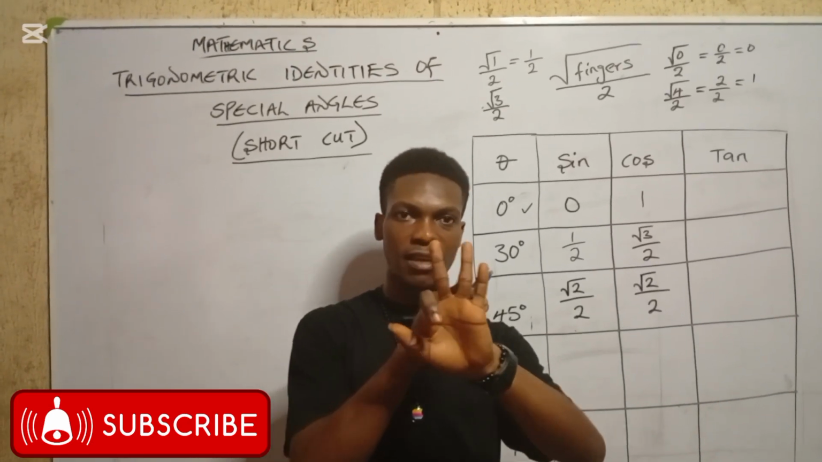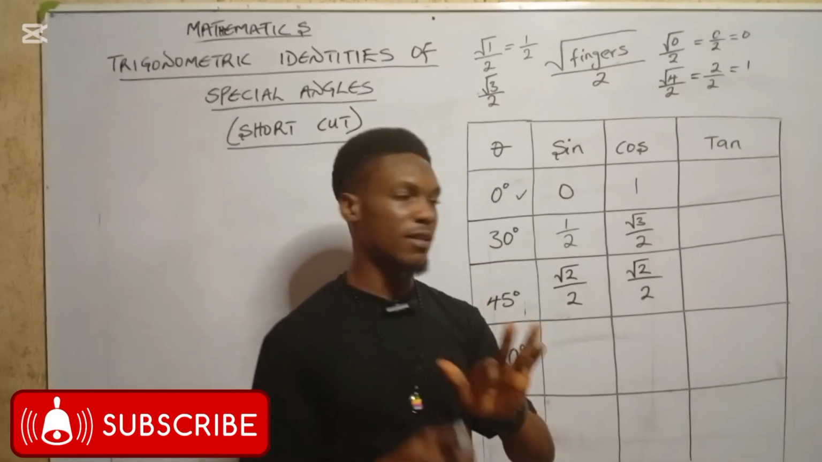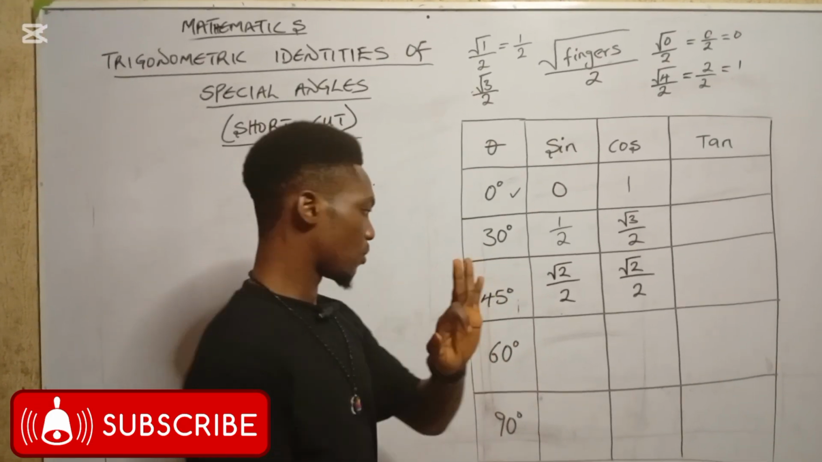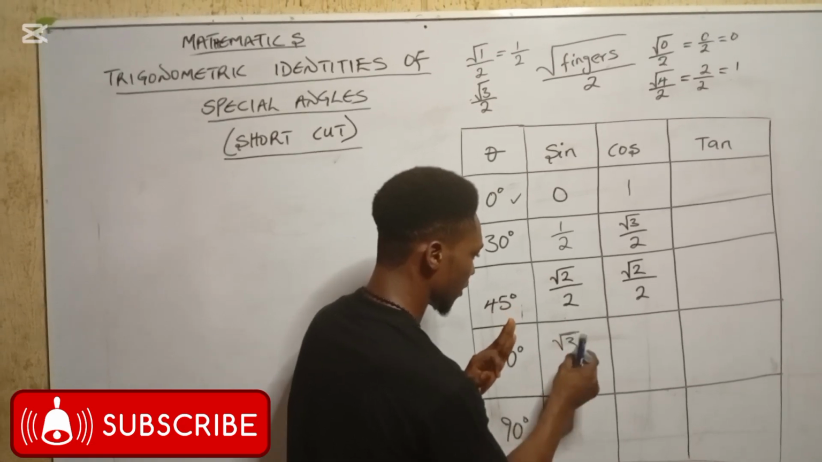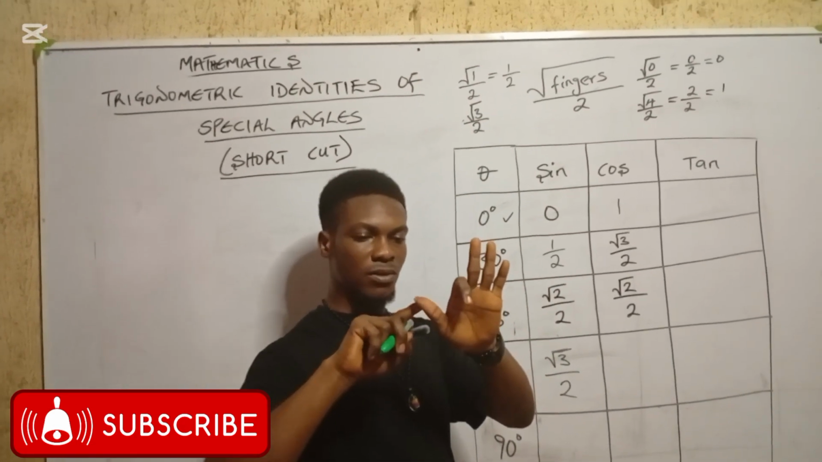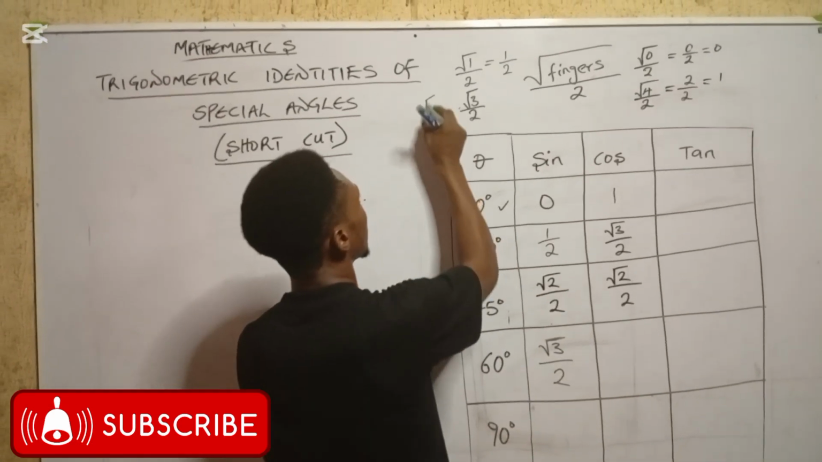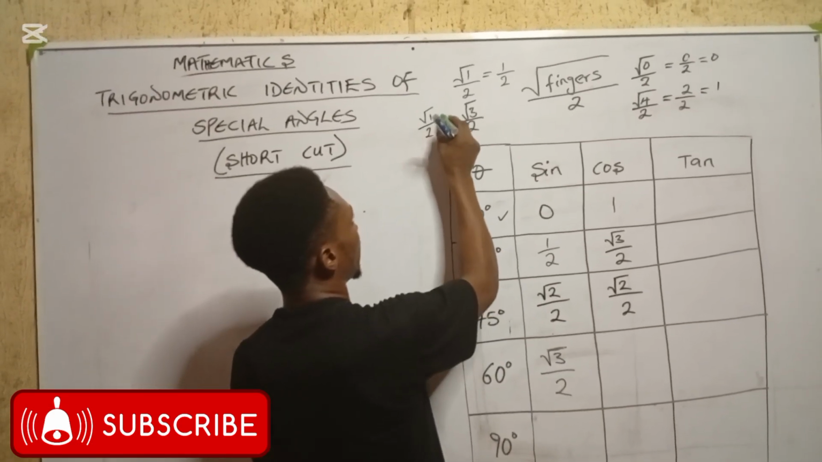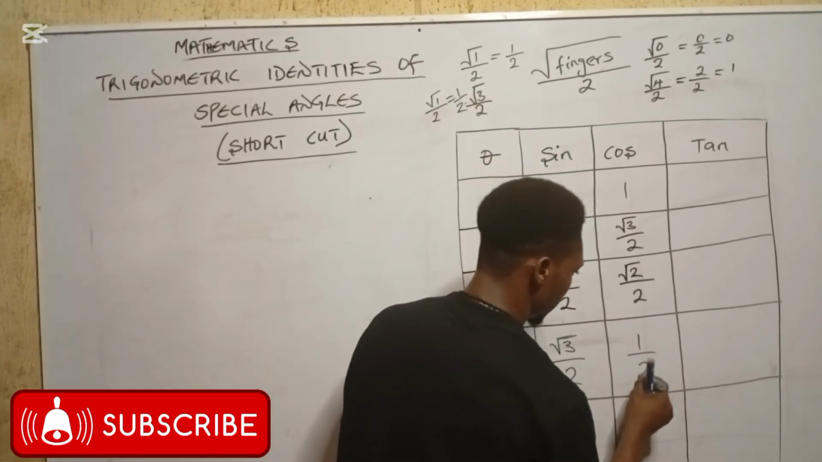How many fingers are on the left? 3 fingers. How many fingers are on the right? 1 finger. So for 3 fingers, that's our sine, we have root 3 over 2. And on our right-hand side, which is our cosine, we have 1 finger. That's root 1 over 2, and the square root of 1 is 1. So this gives us 1 over 2. We have 1 over 2 here.